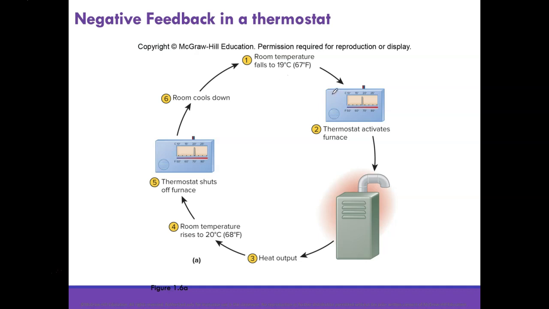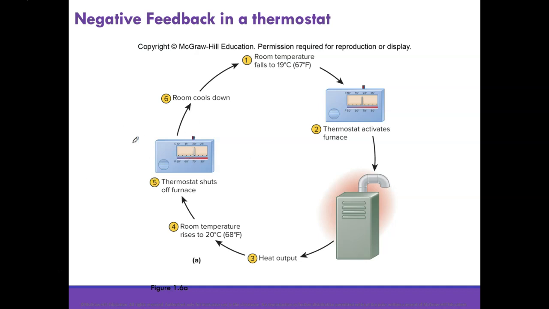What's going to happen is that decrease in temperature will activate the thermostat, and the thermostat will then activate the furnace. The furnace will turn on. The heat will then increase the temperature to 20 degrees. Once it reaches 20 degrees, the thermostat is programmed to shut off.